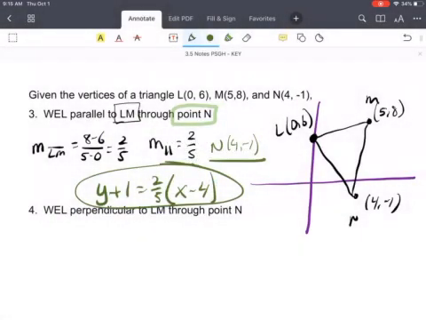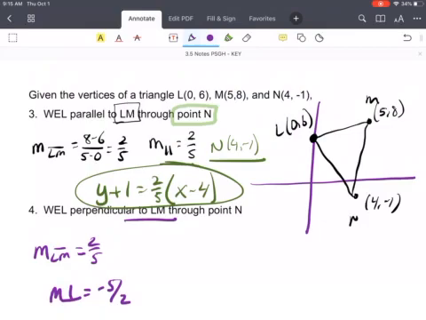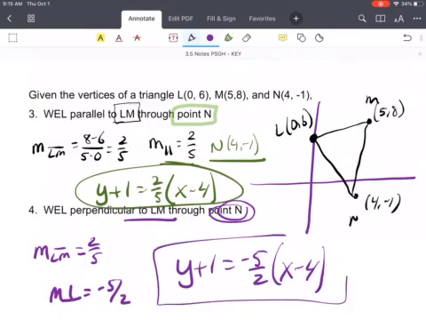If I want to find the equation of the line that is perpendicular to LM, I first need to find the slope of LM, which I just did in the problem above, which is 2/5, which means my perpendicular slope is going to be -5/2. Still using point N, so this time it's y plus 1 equals -5/2 times x minus 4.